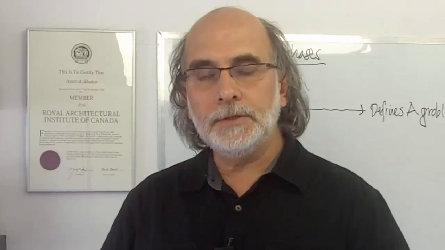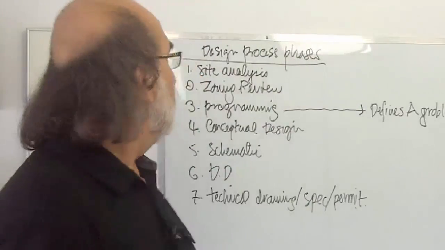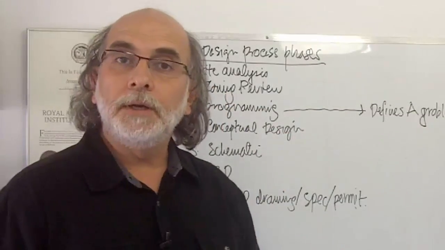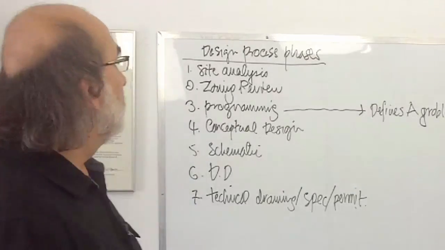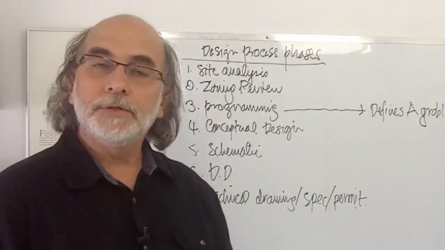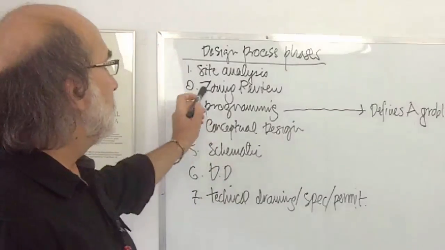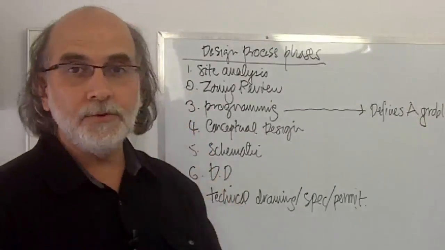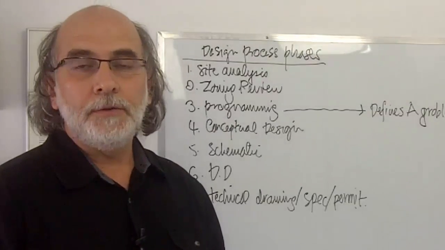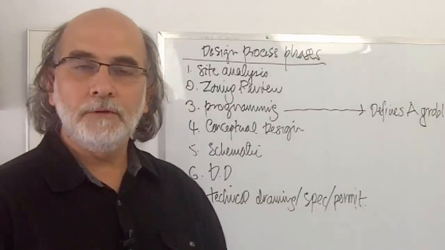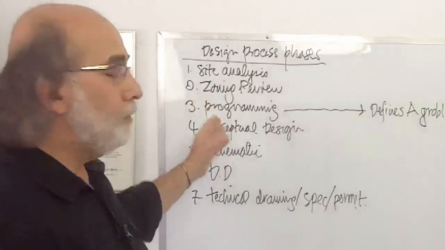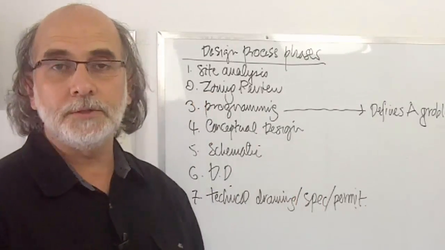In the last two videos, we spoke of the first two phases of any design process, namely the site analysis, where we analyze the site before we even start talking about the program, and the second phase, the zoning review. If you haven't seen those two videos, I highly recommend that you go back and see them in order to get the information necessary to move on to the third and the rest of the phases.